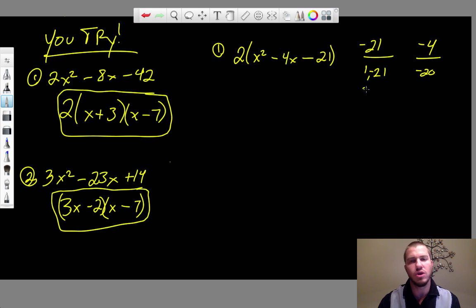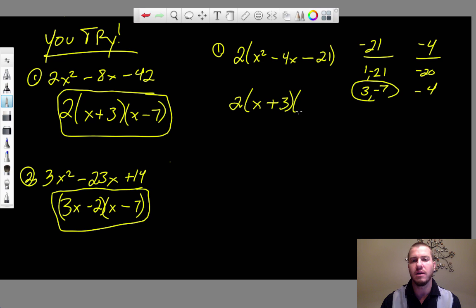2 doesn't go into 21, 3 and negative 7. And that does combine to be negative 4. So these are my two. And because the A is a 1, I can go straight to my parentheses, x plus 3 times x minus 7.